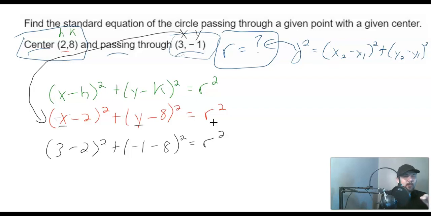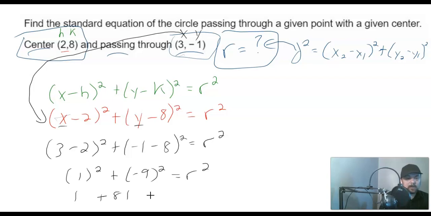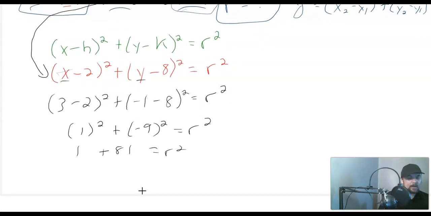I'm kind of doing it within the process of finding the equation of a circle. All right, and so 3 minus 2 is going to be 1, so we get 1 squared there. Negative 1 minus 8 will be negative 9, so we get negative 9 squared there. We simplify these, we get 1 plus 81 equals r squared. Now here's where I kind of lose some students with this process. You add those together, you get 82.